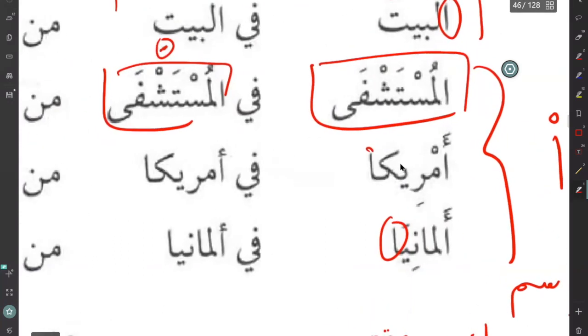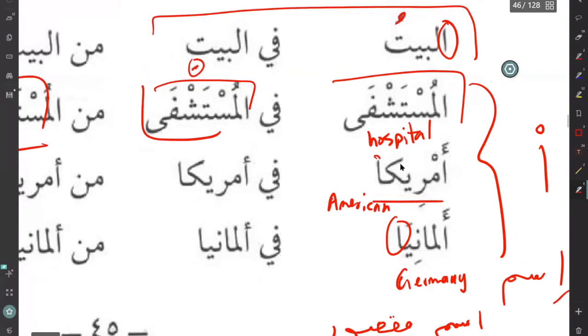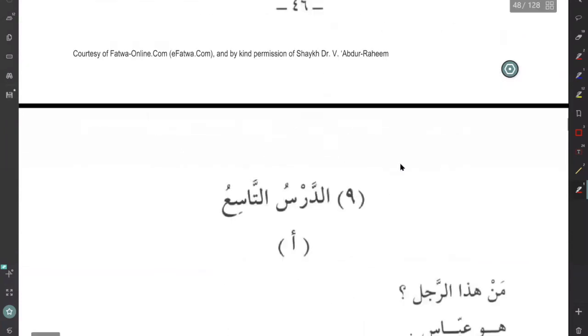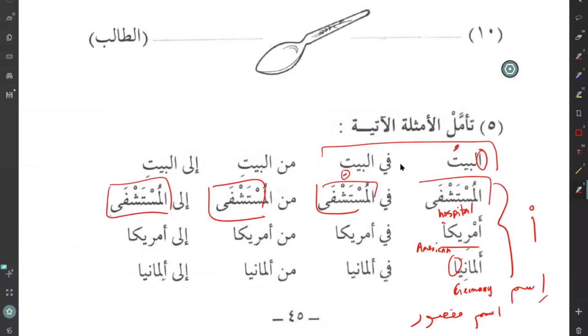Good question. Mustashfa is hospital. Mustashfa is a hospital, and America is America, right? And this is Germany. Okay. If you guys have any question, I don't want to go too far here. These things, inshallah, are almost done. So next week we'll just quickly wrap up, and then we'll start with the new chapter. The new chapter is a big one, guys. We'll talk about adjectives, inshallah.